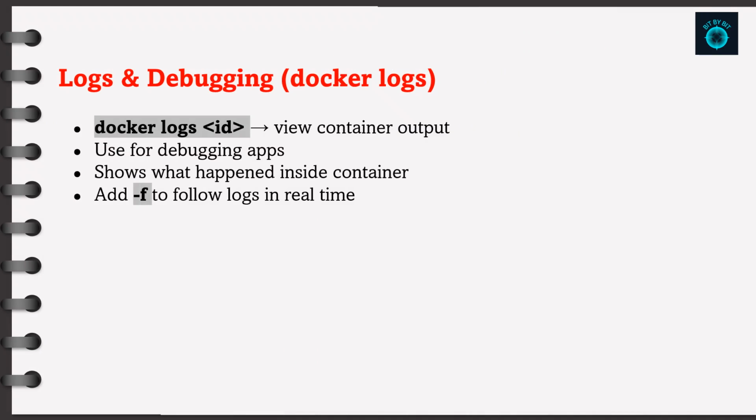Logs and debugging. Sometimes a container starts and then exits quickly, or it runs but doesn't behave as expected. To figure out what happened, we use docker logs. The command is docker logs followed by the container ID or the container name. This shows everything the container has written to its standard output and error streams. If you want to watch the logs in real time, add the -f option. That means you will see new messages appear as the container is running, just like watching a live console. This is especially useful when debugging applications like web servers or databases running inside containers.